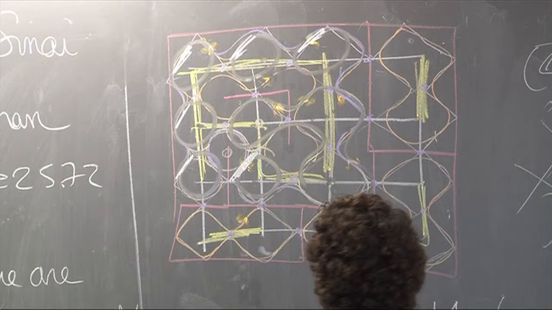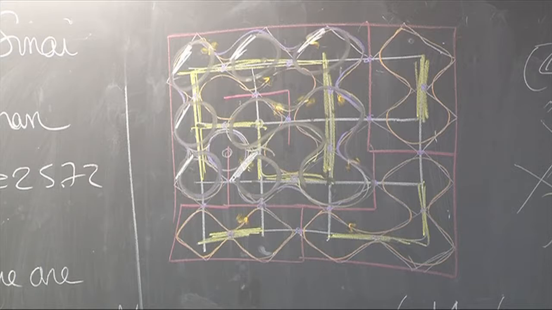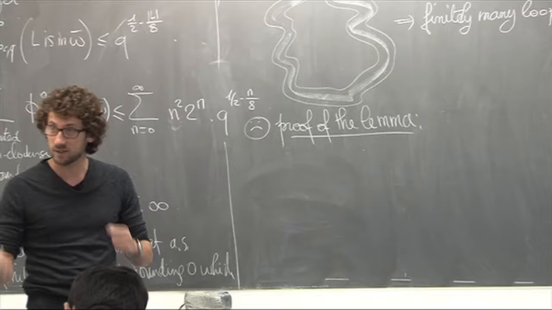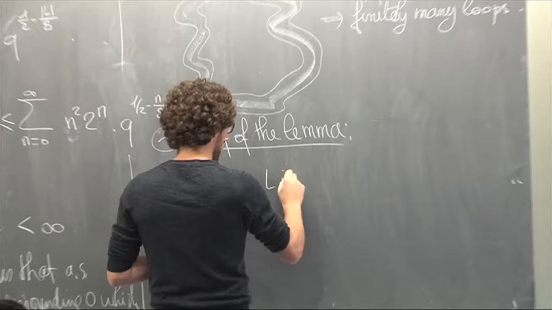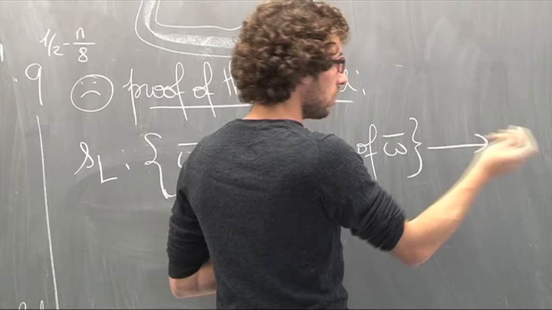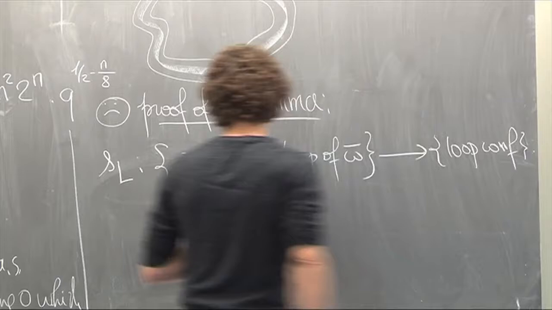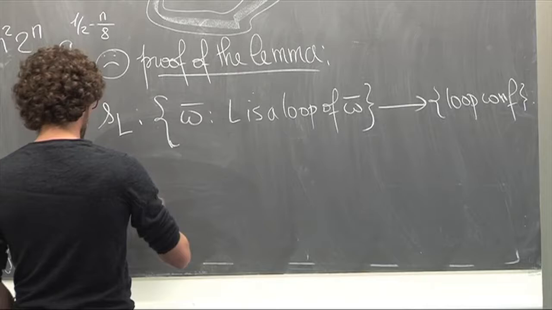So what I'm going to do is simply create what I like to call a repair map. I don't like the idea that my configuration is broken, that it has a huge loop. I'm going to repair it by doing three steps. This is a map SL, which goes from the set of omega bar such that L is a loop of omega bar, into just a set of loop configurations. This repair map is going to remove this loop and add a lot of new loops by doing three steps. Step one is to remove the loop.